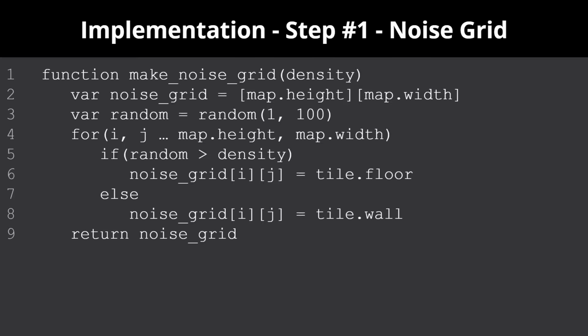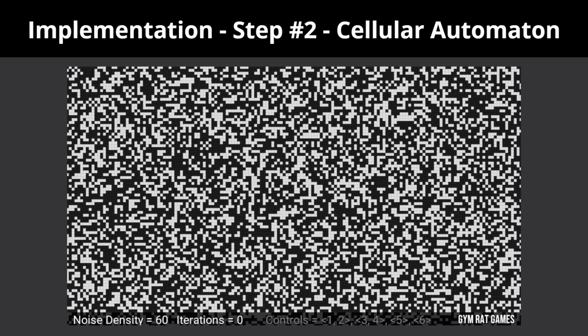Once the whole grid is populated with floors and walls, we return the noise grid so we can use it later. Now we can move on to the second step in the implementation, which is the cellular automaton itself. The animation on screen shows a noise grid being fed through a cellular automaton. If you look at the bottom of the GIF, you'll see that the noise density for this map was set to 60, meaning it started with approximately 60% of its cells as walls.